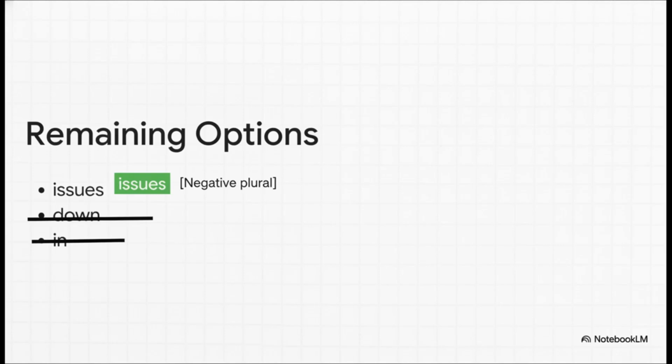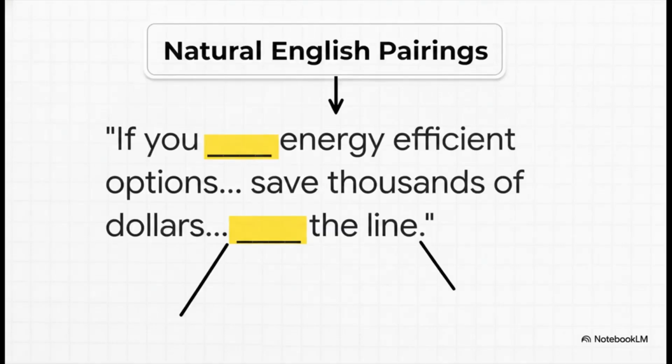Alright, let's group the final two blanks together because this is where you can really rely on familiar natural English phrases. If you blank energy efficient options, you may be able to save thousands of dollars in electricity and gas costs. Blank the line. Take a second. What natural English word pairings actually complete these dots? Let's solve them rapidly by trusting our ear for the language.